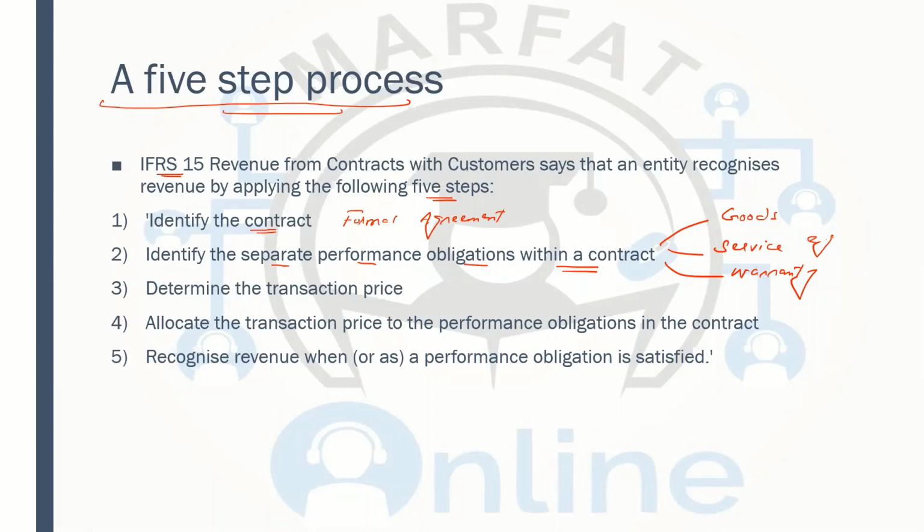The third step is determining the transaction price. Now, when you talk about the transaction price, there may be many components in it. It can be cash, for example, you're dealing in cash. It can be a fixed consideration. It can be a variable consideration. It can be a non-cash consideration. For example, fixed consideration means the amount is mentioned in the contract. Now it is not going to change.